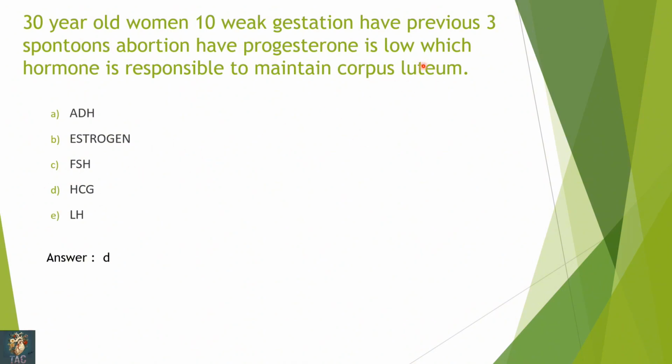When the corpus luteum is maintained, it secretes the progesterone itself to maintain the pregnancy. So in this phase, the patient has luteal phase insufficiency, and we have to help the corpus luteum. First, we give HCG hormone to maintain the corpus luteum, and then the corpus luteum will be able to produce the progesterone.